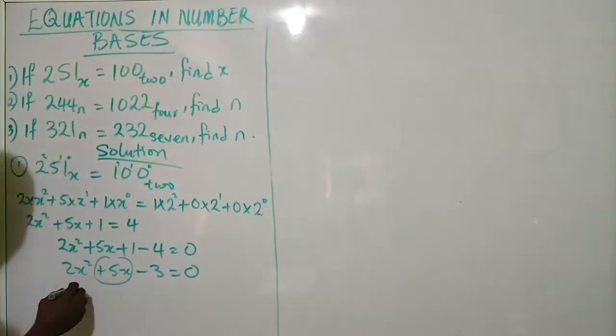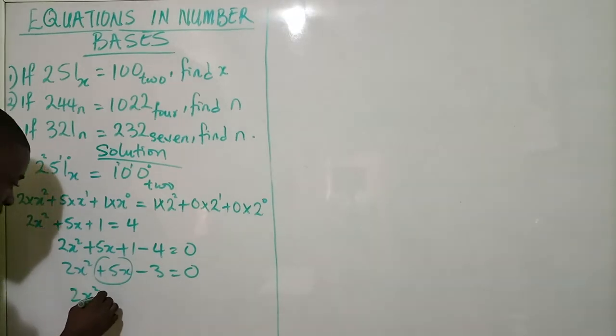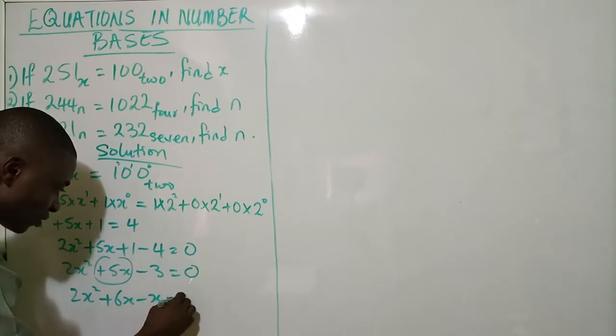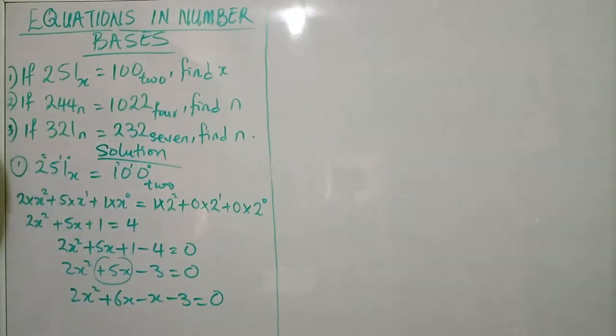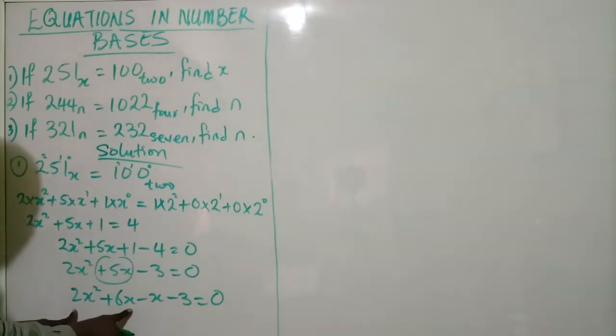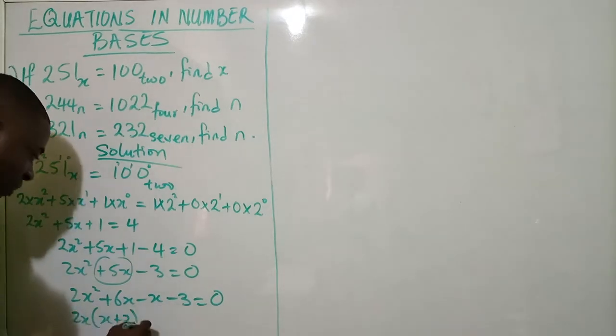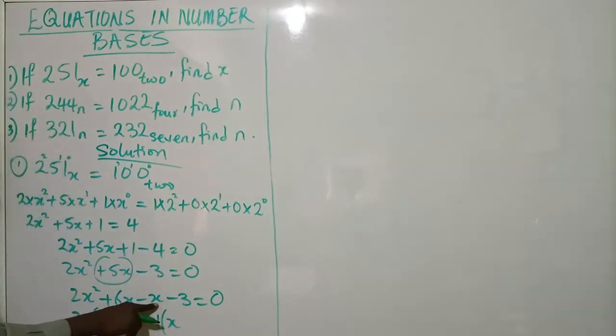So let's go now. That will be 2x squared plus 6x minus x minus 3 equals to 0. That is it. So I take them in pairs now. What they have in common here is 2x, so bring it out. 2x times x gives me this, plus 2x times 3 to give me 6x, plus 3. What they have in common here is minus 1. Minus 1 times x is minus x.